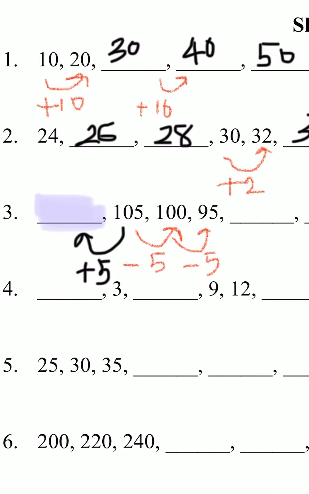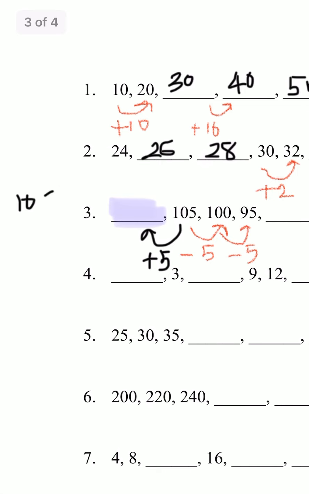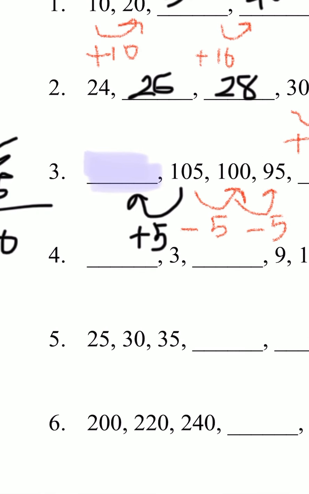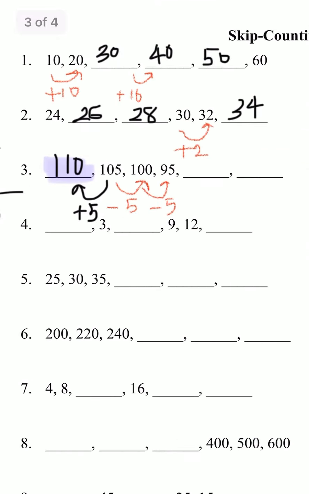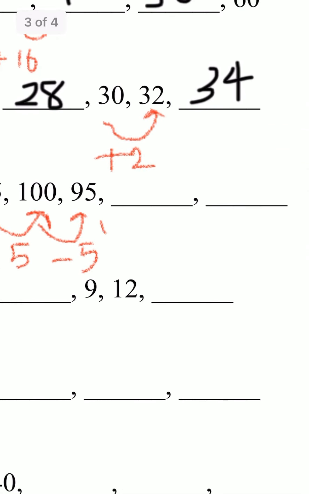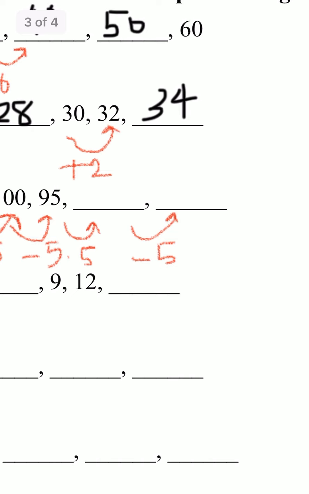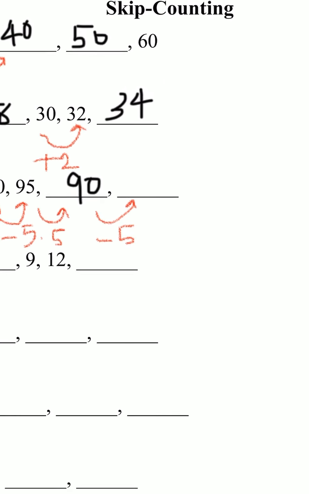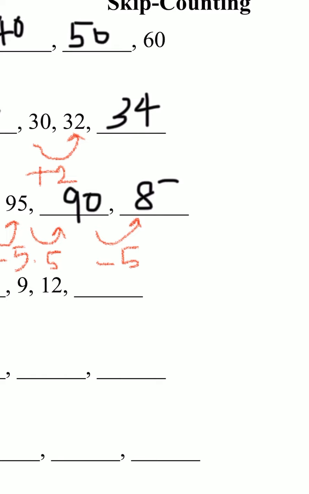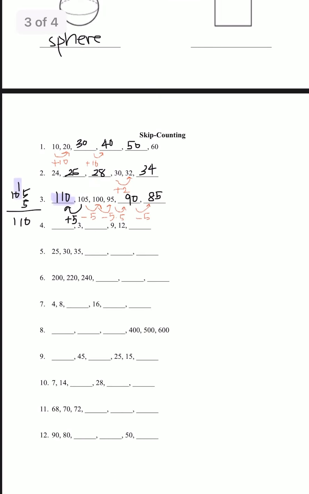105 plus 5. Okay, 5 plus 5 is 10. And now we have 1 plus 0. That's going to be 1, and the 1 drops. So we have 110. And then now we're going to be subtracting 5 for each number. So 95 minus 5 is 90, and 90 minus 5 is 85. Okay, so we're getting less by 5.